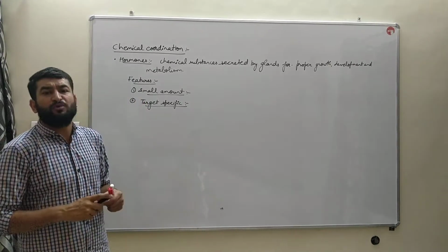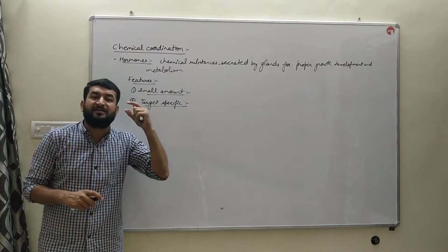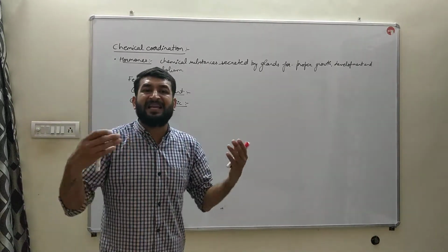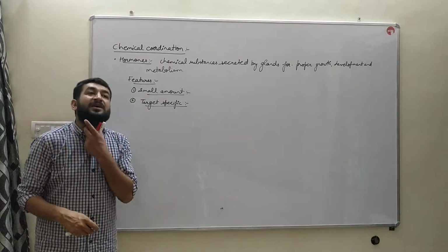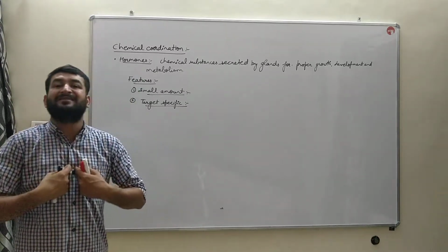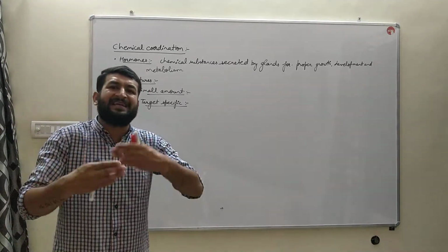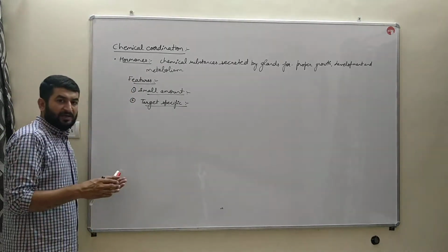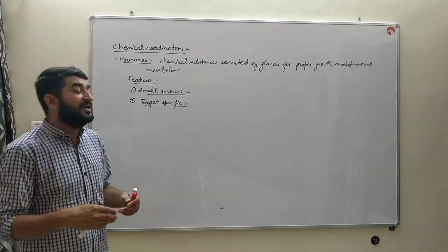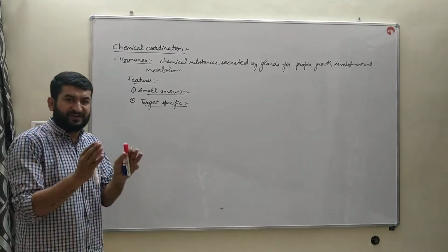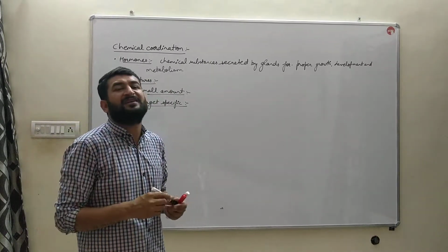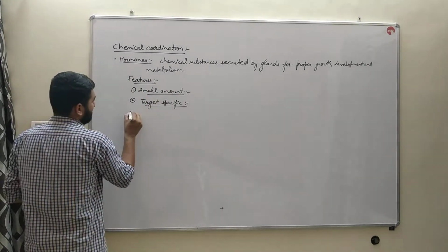For example, the pituitary gland, which is present in the brain, near or below the midbrain, releases certain hormones which control various glands like the thyroid and parathyroid in the neck region, the thymus in the chest region, then the liver and pancreas. All these gland secretions are controlled by the pituitary. The hormones which control their activation and inhibition are released by the pituitary and come to their specific target site, and only then do they work. So they are target specific, site specific.